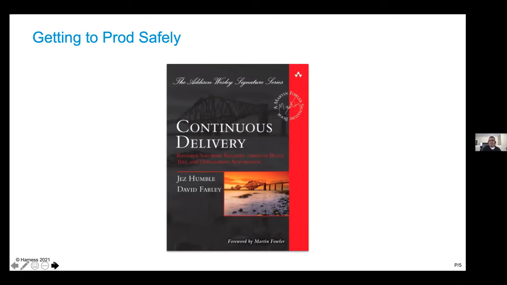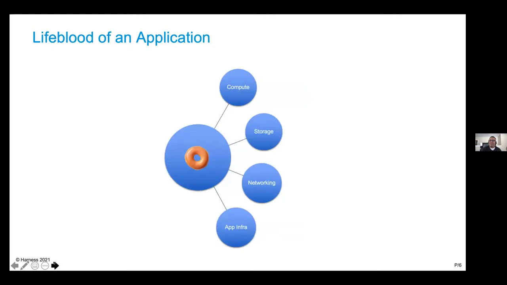So let me show you what I call the lifeblood of an application. I like donuts. So in this case, the donut is an application, but similar to medieval times, the humors, there's typically four humors to power an application. Clearly an application needs some resources. An application will need compute resources, it needs to run somewhere. At some point you'll need some sort of durable storage, either to house the application binaries or data. So you need storage, networking.